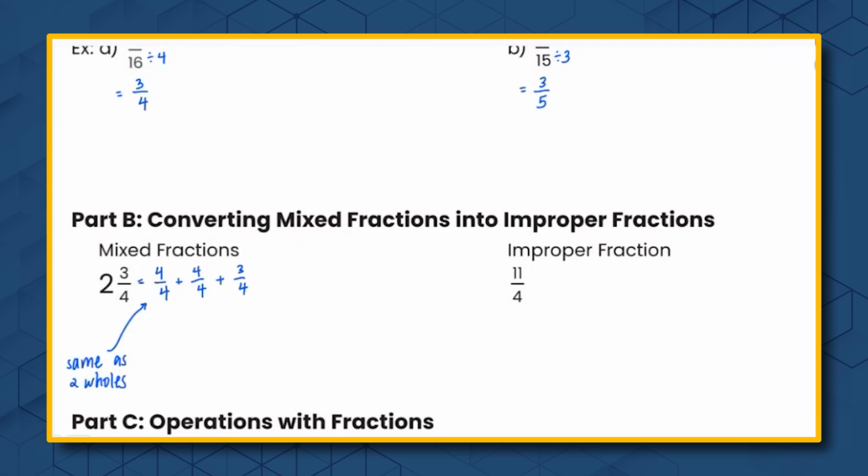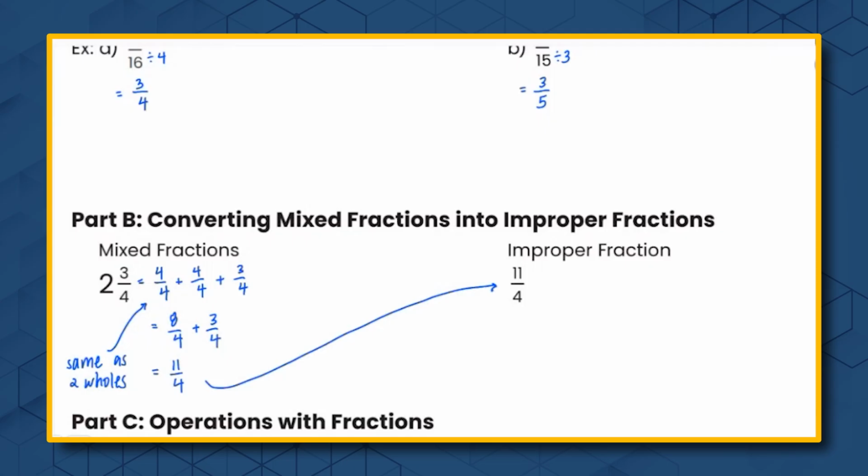And now we're going to continue to add these fractions together. So our 2 wholes, we have the 4 over 4 added to another 4 over 4. That's going to give us a total of 8 over 4, and we still have the 3 over 4 remaining. So 3 over 4 plus the 8 over 4 as our 2 wholes is going to give us a total of 11 over 4. And so 11 over 4 would be the improper fraction that represents 2 3/4. So we'll see here that this is our improper fraction.